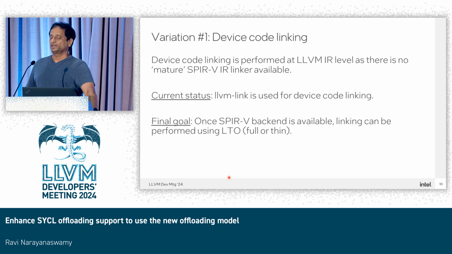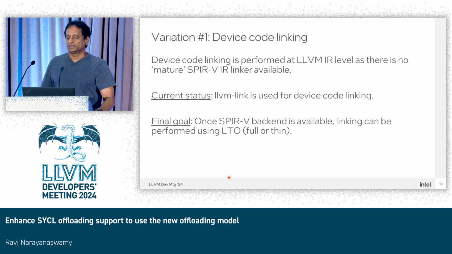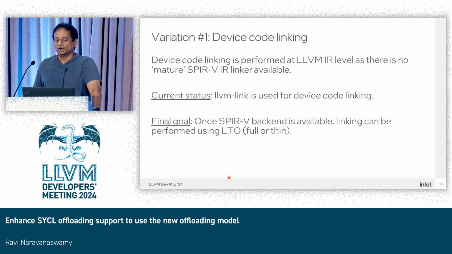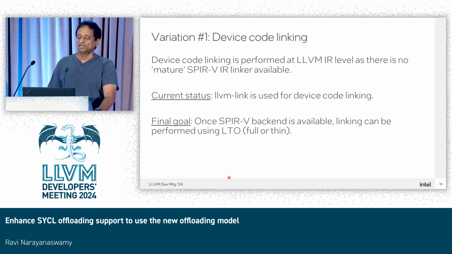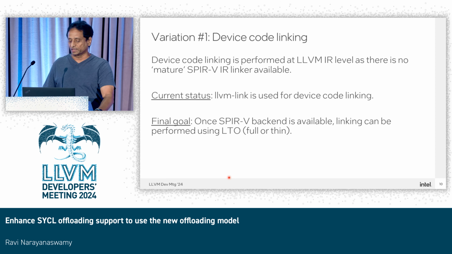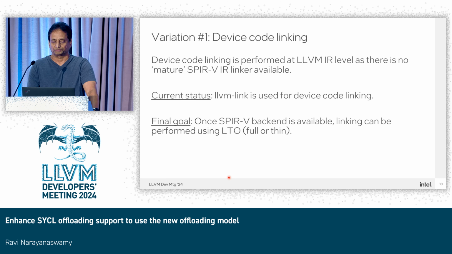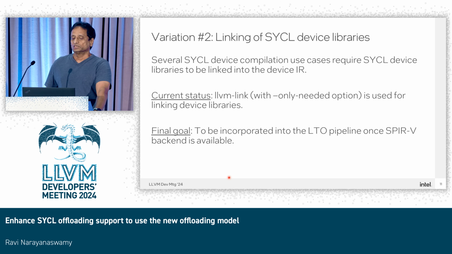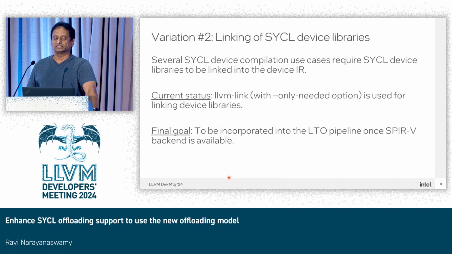Okay, so let's talk about the variations. The first one: we are doing device code linking. The linking is done using llvm-link because we don't have a code generator right now. Like I said, they're working on it diligently, as they presented in the previous talk. So we use llvm-link, and once the SPIR-V backend is available, we'll switch over to using it with, I think, ThinLTO or LTO.